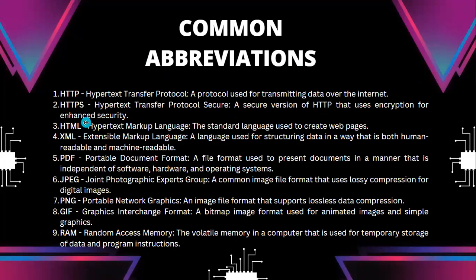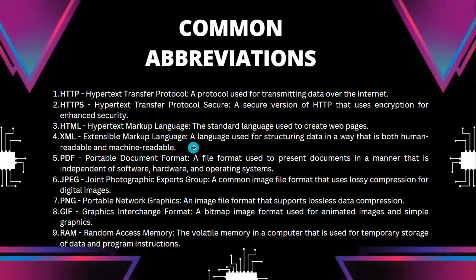Now, HTML is Hypertext Markup Language. It is a standard language used to create web pages. XML is Extensible Markup Language. It is also used for structuring data in a way that is both human and machine readable. Like something which can be readable by AI, an artificial intelligence tool.